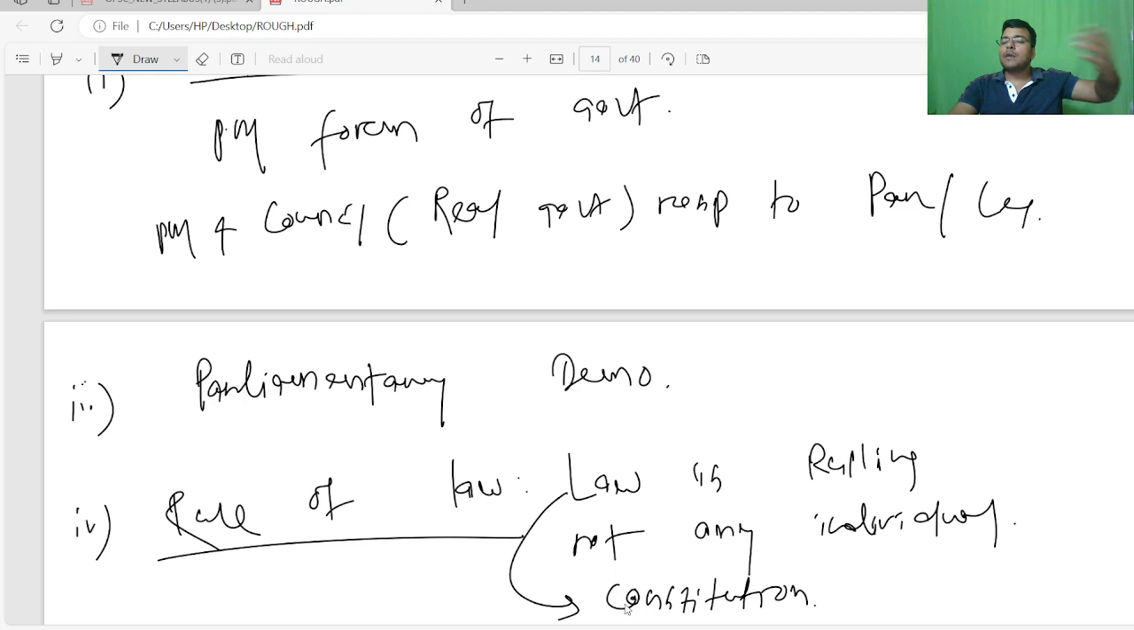And we abide by the law because we have faith in it. So we follow the law. So law is ruling. So it is constitutionalism. So the Constitution is ruling India.